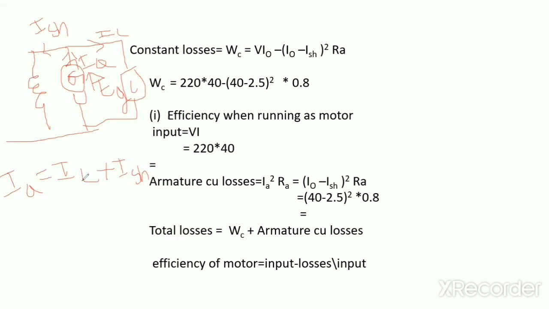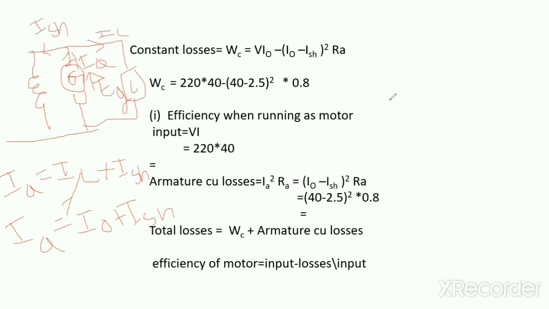IL is from the no load test, so IL is equal to I naught. Then IL is equal to I naught plus ISH. This is the armature current IA. Therefore, IA is equal to I naught plus ISH, where I naught is 40 amperes and ISH is 2.5. This is the IA.